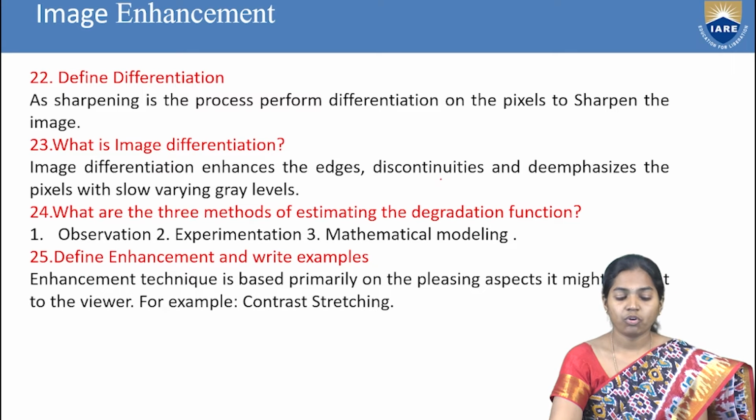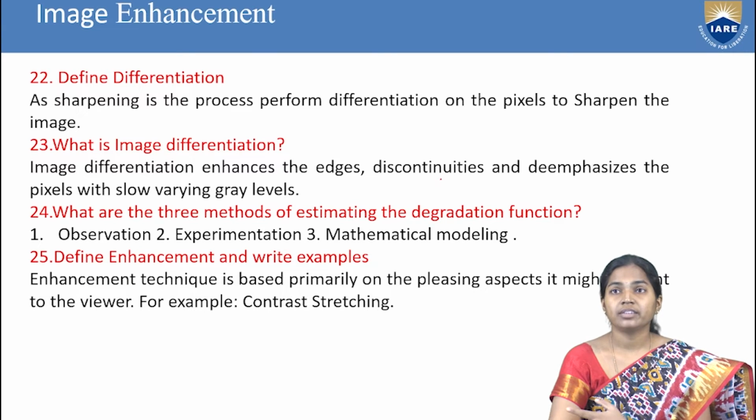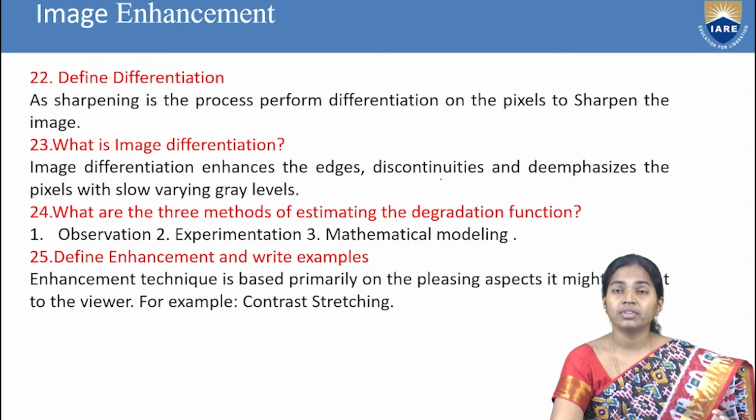And next, what are the three methods of estimating the degradation function? Observation, experimentation, and mathematical modeling. So estimating the degradation function is about how to restore our original image. After enhancement, our original image properties can be changed. So to recover our original image, we can go for the degradation function.